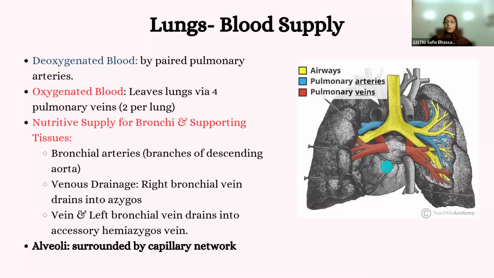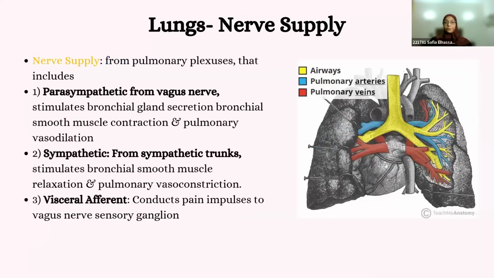And each of the alveoli, so when you go deeper and deeper into the lungs, you'll see the alveoli, each one of them has its own capillary network. As for the lungs' nerve supply, you have pulmonary plexuses, so you have 3 of them. First one is parasympathetic. The function of the parasympathetic nervous system in the lungs is to stimulate bronchial gland secretion and bronchial smooth muscle contraction, and it causes pulmonary vasodilation.